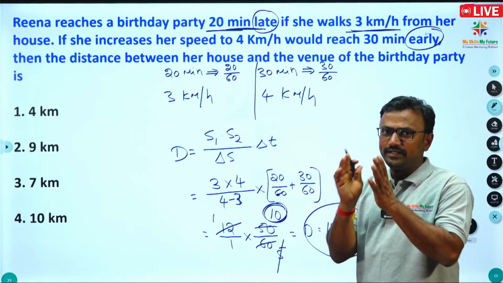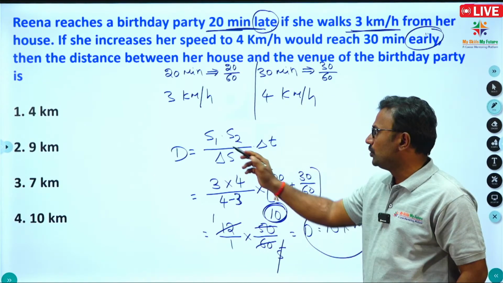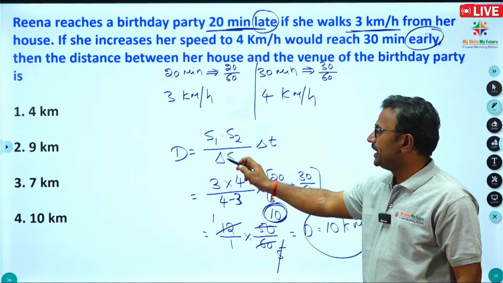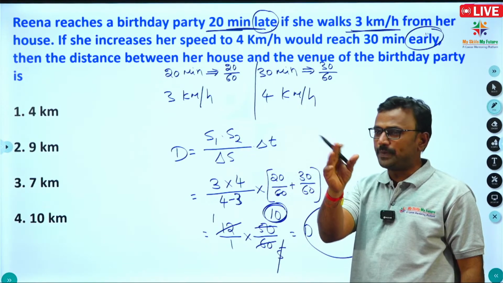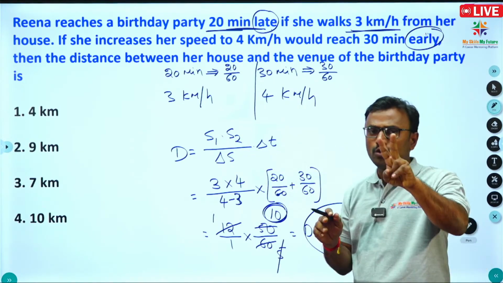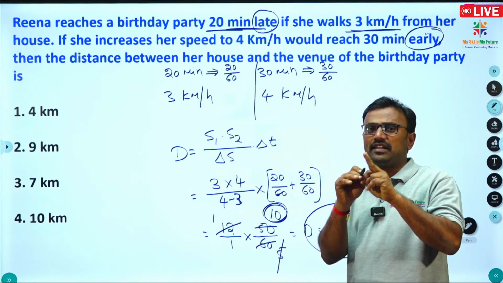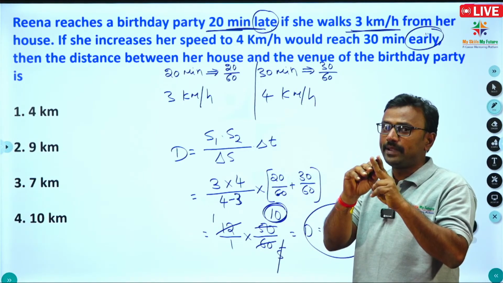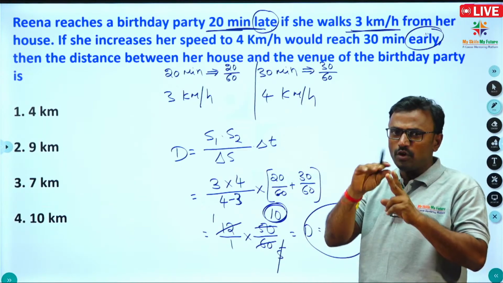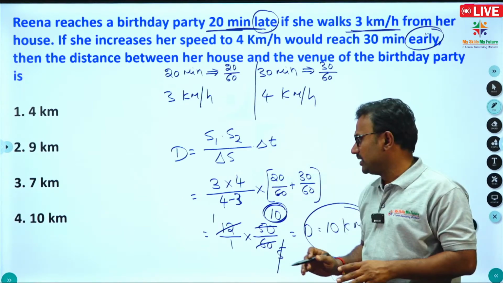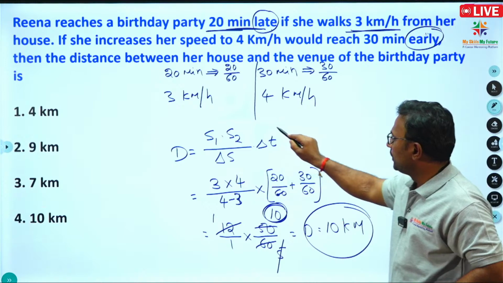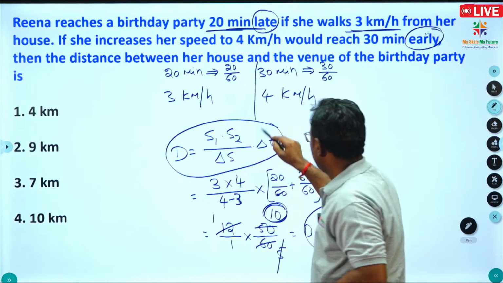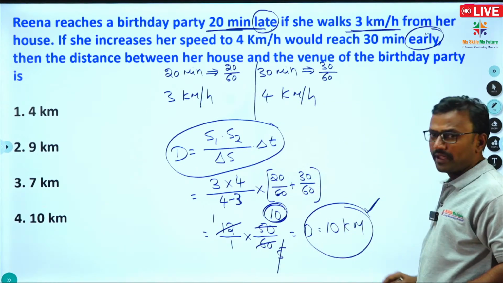So what is the distance? Distance is equal to speed 1 into speed 2 by delta s, means difference between two speeds, into delta t. We have two values. When one is early and one is late, we can take the sum of the time. If both are same, we take differences. So by using this simple formula, we find the distance. Okay, next question.